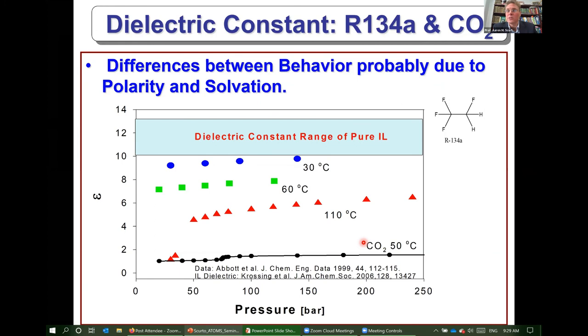Dipole moment is another one. And here we're showing dielectric constants, used in electrolyte solutions to understand solvation of electrolytes. We can see here that CO2 has a very, very low dielectric constant, whereas our R134a has a much, much higher dielectric constant. Here are some typical ranges for the dielectric constant of the ionic liquid. So we believe understanding these ideas of polarity will help better explain some of the phenomenology that we see with these ionic liquids and compressed gases.